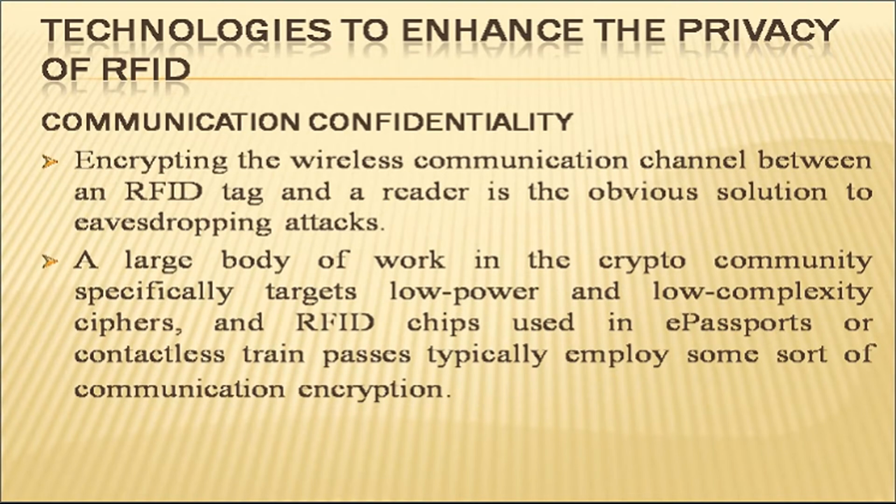Now because we have understood the challenges, we are going to see some solutions also, the technologies which can enhance the privacy of RFID, and we are also going to see the limitations of how they can be applied. So the first is communication confidentiality. We know that communication is happening from reader to tag and tag to reader. So what we can do is encrypt the wireless communication channel between the RFID tag and the reader. This can be considered an obvious solution.